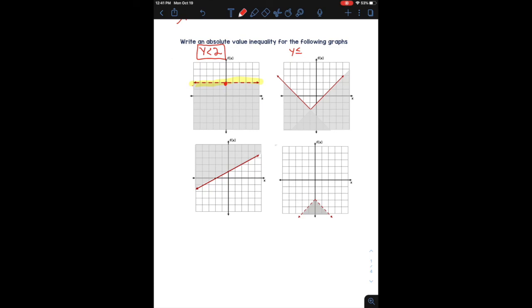Lastly, we're just going to use our translations to write the rest of the inequality. That would be the absolute value of x. It moved to the left 1 unit, so that would be plus 1, and it moved down 2 units, so we would write -2 at the end. What I'm going to do is leave the last two for you guys to try. Pause the video. Once you get your answer, play the video for an explanation.